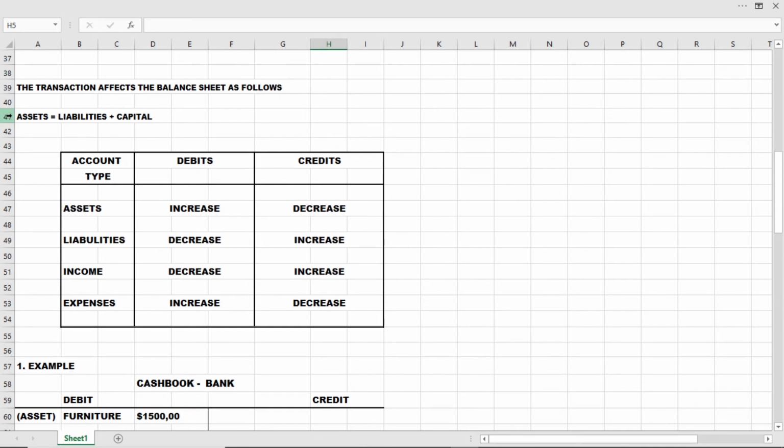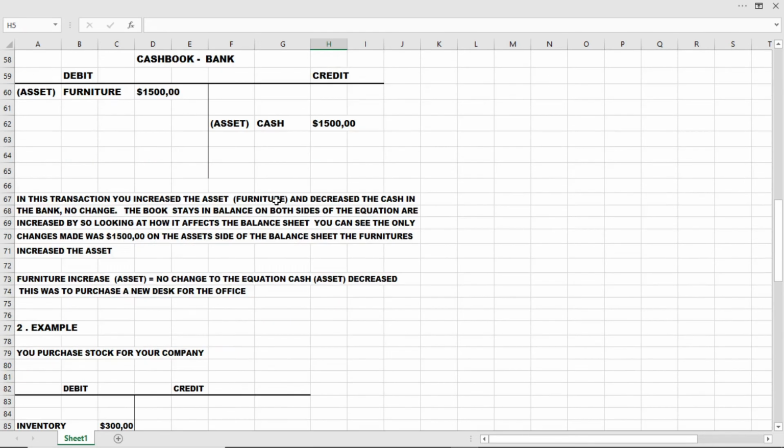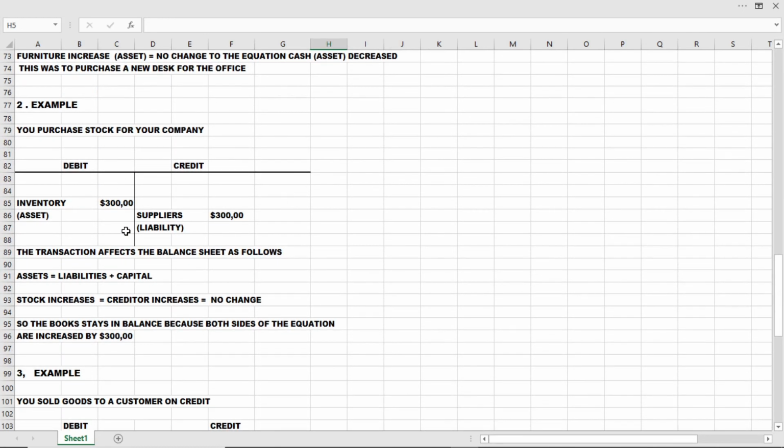So we're balancing that. We're increasing the asset, because that's the stock, by the same amount, and then we're increasing the liability, so they both go up. So there's no change to the equation. I hope you understand that. You see that, $300 and $300 there. So the books stay in balance because both sides of the equation are increased by $300, as you see in the example over there.